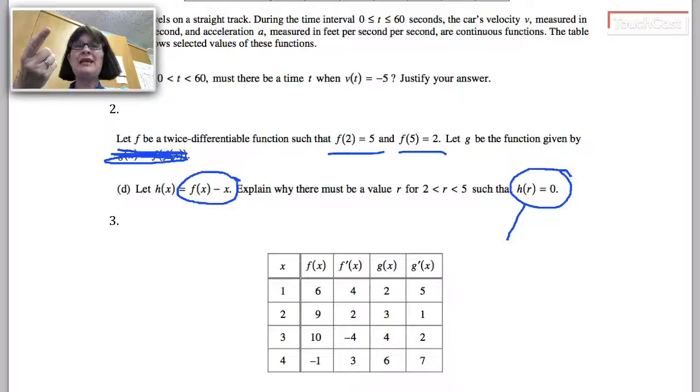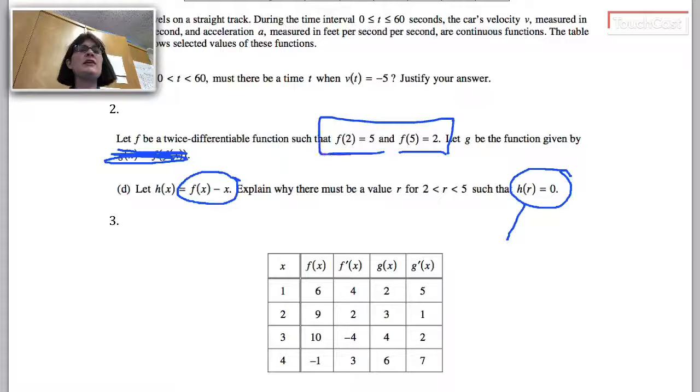I'm giving you a shortcut hint, which is, if a function is differentiable, it must be continuous. And then I'm going to need one point that is higher up than, and one point that is lower down than the horizontal line, h equals 0. So they don't usually mess with you too much. Here, they haven't given us a table.